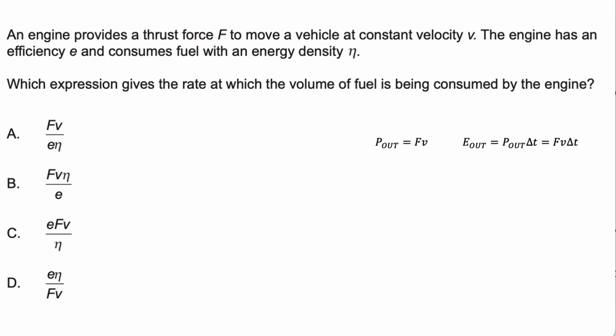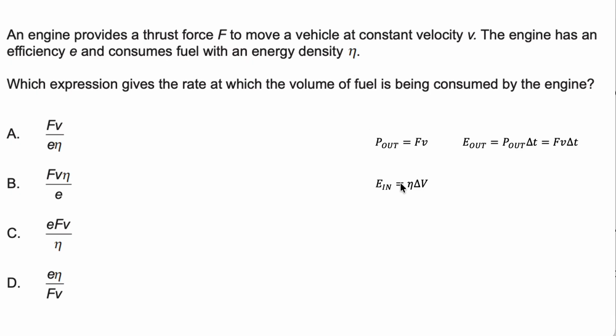Now the energy out is just going to be the power out times some delta t, some time frame. Okay, so we've got F times V times delta t. The reason I've done that delta t is because I want to know the rate of volume consumption. That's going to involve time, so I've kept a delta t in there, and that's going to eventually give me my answer. I then thought about this input energy.